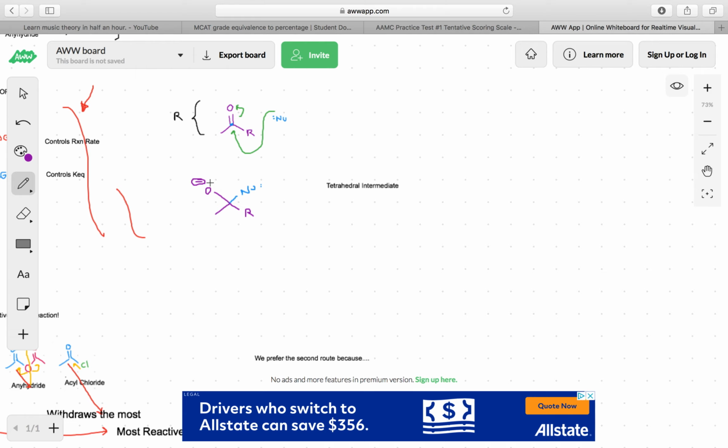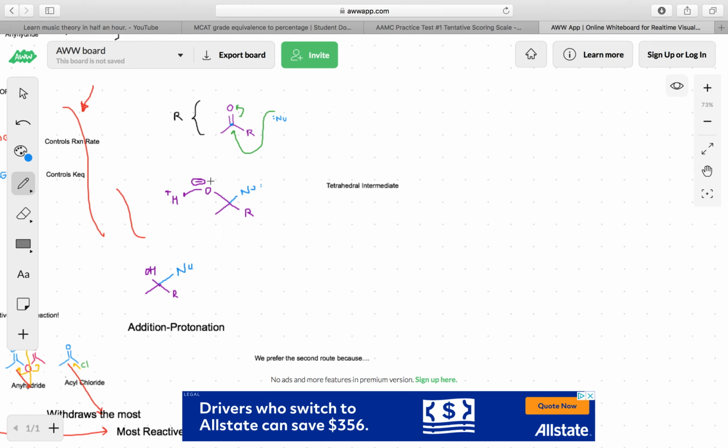The first one is that this O- just grabs a proton. So what you're going to get is this. So this product, it would be called your addition protonation product because you add your nucleophile here and then you protonate your O-. Addition protonation.